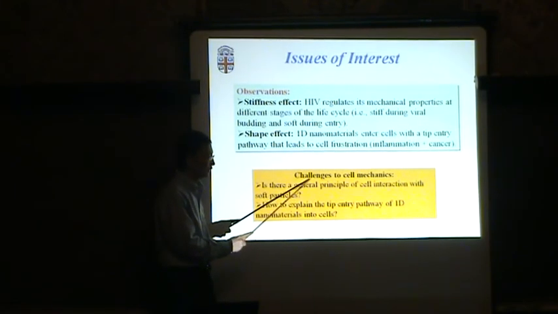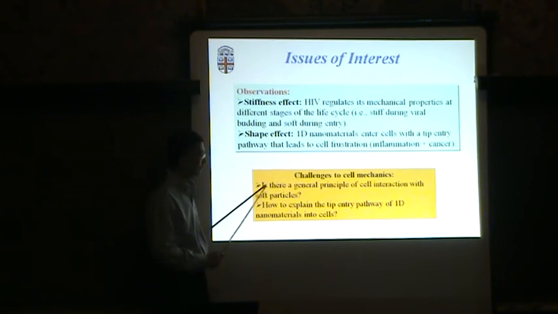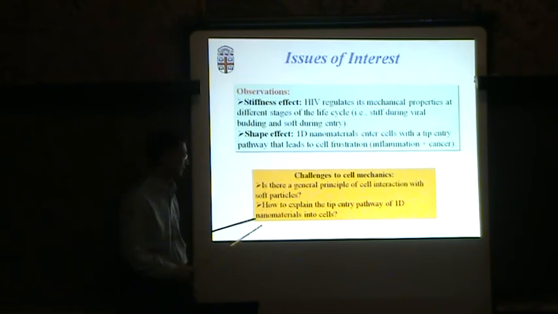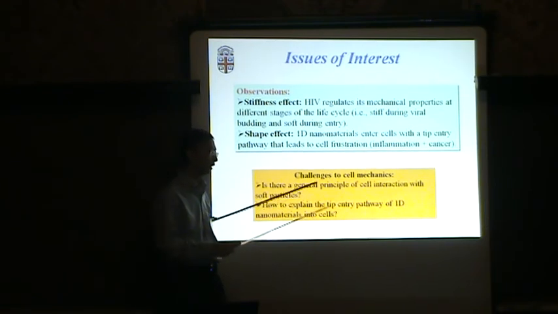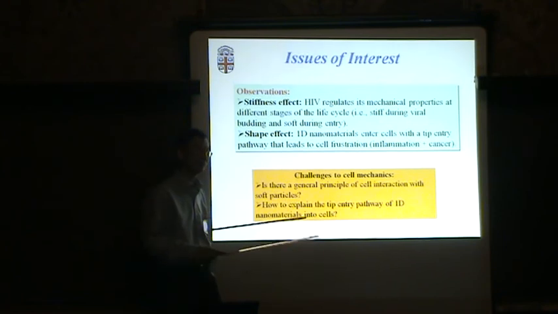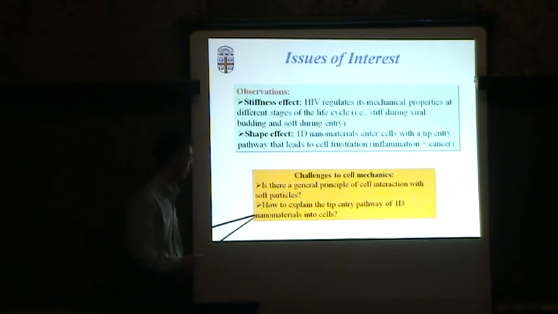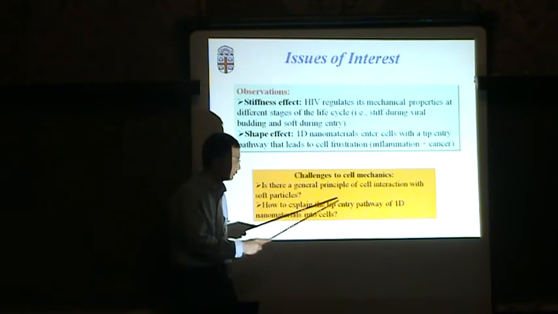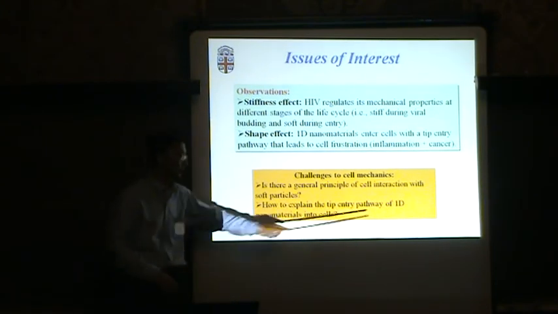So here's a challenge to cell mechanics. Is there a general principle of cell interaction with soft particles? This problem hasn't been addressed. So why is elasticity important? Is stiffness important in cell-particle interaction? And second, can we explain the tip entry pathway in 1D nanomaterials?